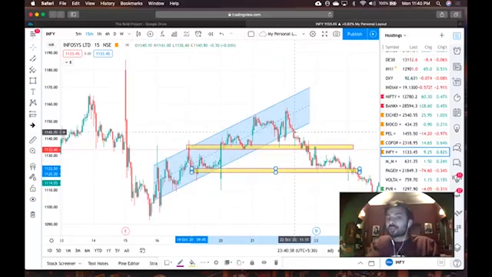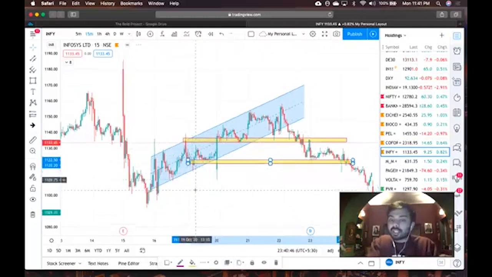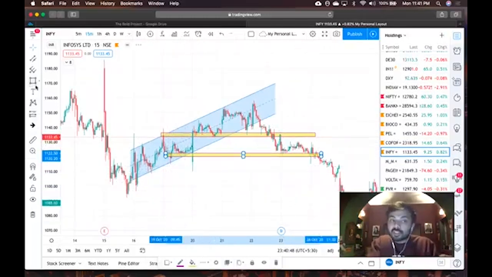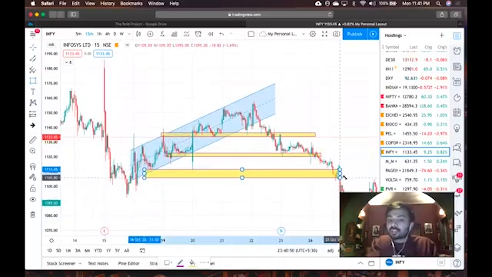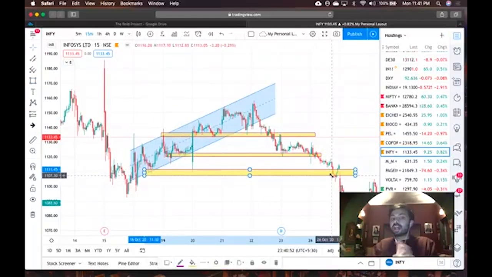You went short. Why? Because the parallel channel support is broken. Target number one was the previous low. Target number two was the previous low. Target number three was the previous low before that. You can see over here. That is why price is stopping over here. I hope things are making sense. That is exactly what the parallel channel is.